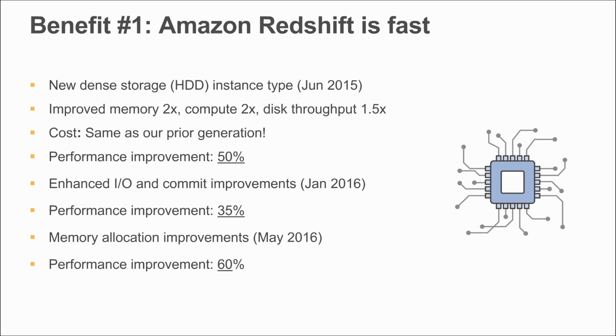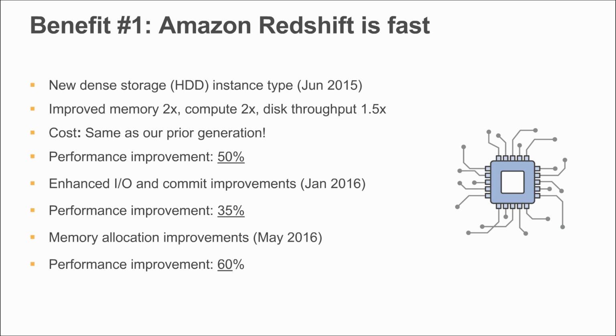So we launched a new dense storage type, and essentially doubled the compute, doubled the memory, and almost doubled the disk throughput, all at the same cost as the previous generation. As you can imagine, as our friends at Intel continue to increase the processing power, and things like network and storage continue to improve, you can almost immediately take advantage of those improvements in your existing data warehouse with very little change, and essentially pay the same cost for significant improvements in query response time. Taking advantage of that new hardware, all for the same cost, has been really beneficial to our customers.